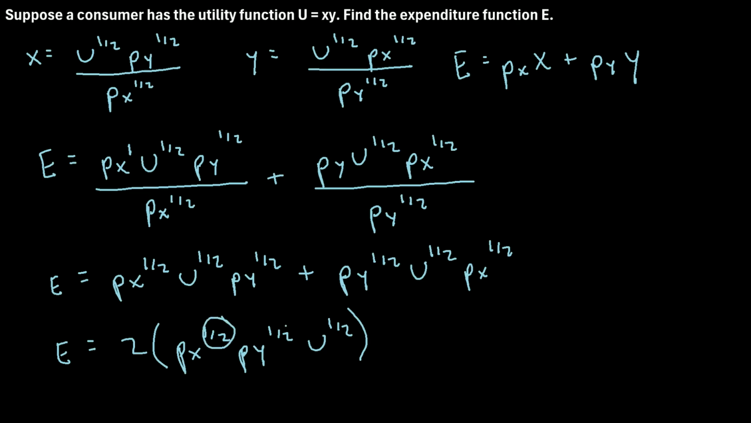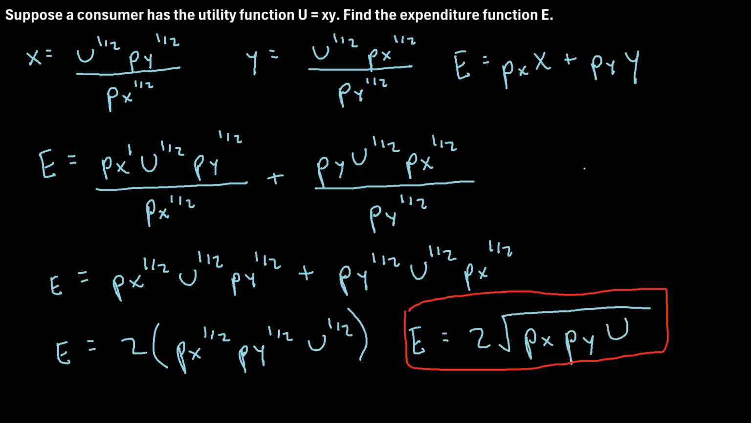Because all of these powers are raised to the 1/2, we could write them under a square root if we'd like to. So let's go ahead and do that as our final answer. We'll say our expenditure function e is equal to 2 times the square root of the price of x times the price of y times u. So this is our final answer. This is our expenditure function based on the utility function that we were given. And this function tells us the minimum expenditure needed to achieve a utility level of u given the price of good x and the price of good y.